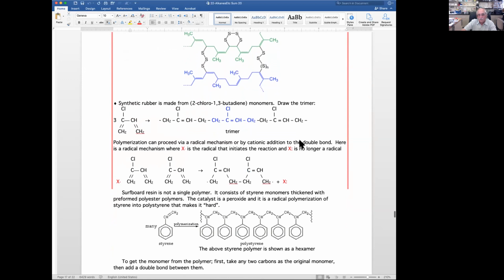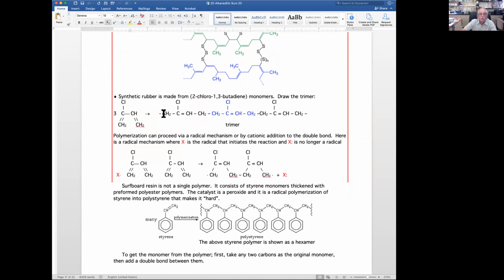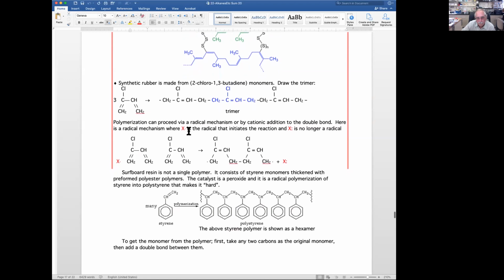So then synthetic rubber is made from replacing the methyl group here with a chlorine. And again, it's difficult to draw the trimer or any polymer, because there's two double bonds, right? So I wouldn't ask you to do that. Okay, anyway.